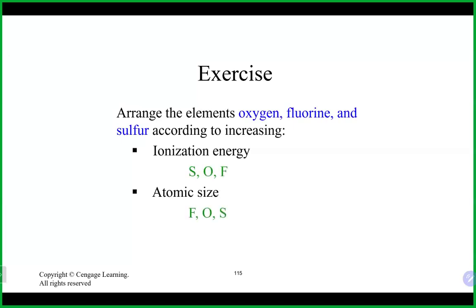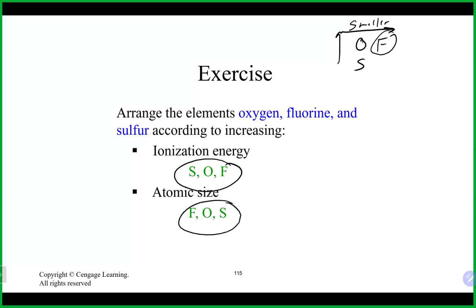All right, so we want to arrange these elements, oxygen, fluorine, and sulfur, by increasing ionization energy. If we look at O, F, and S on the periodic table, it looks something like that. Ionization energy increases as you go up and to the right, which means it should be S, O, F, as we see there. Sulfur should be the lowest, and fluorine should be the highest. In terms of atomic size, it gets smaller as you go up and to the right. That means fluorine is the smallest, and as we go backwards, sulfur should be the largest in that case. Any questions on that there?